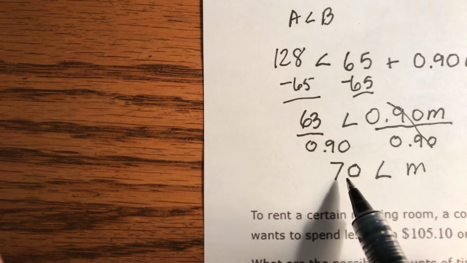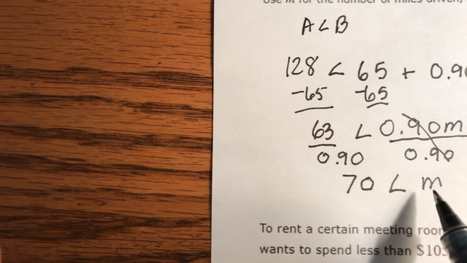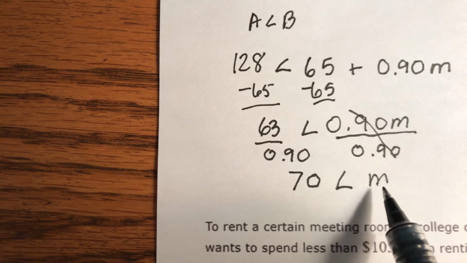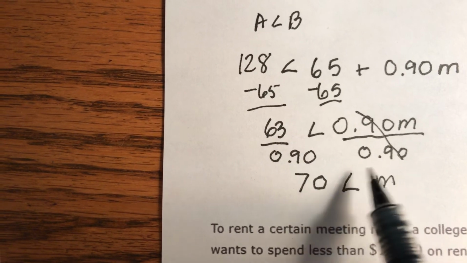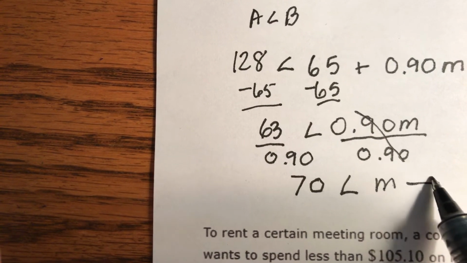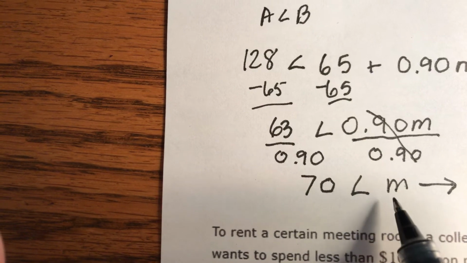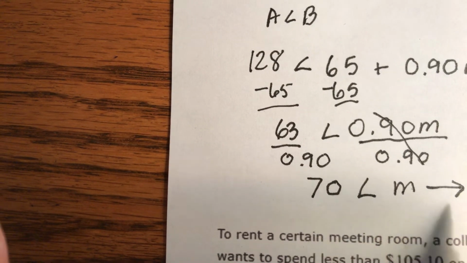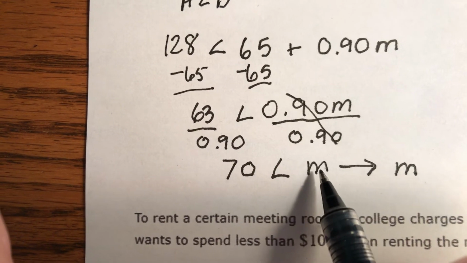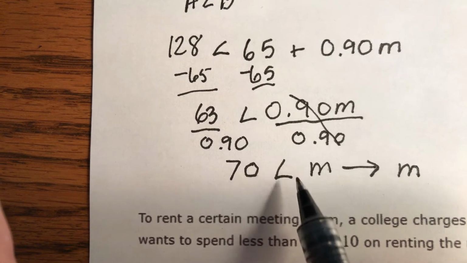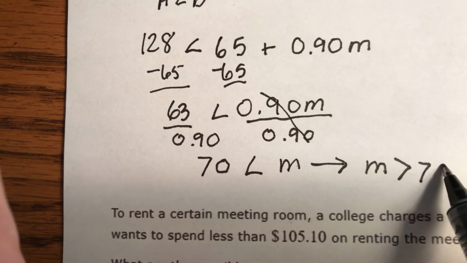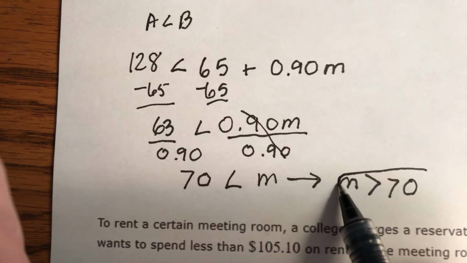Now, the way this is written, 70 less than M, is really bad form for an inequality. You always want to write the variable first. So what I'm going to do is take this and flip it over. I don't like inequalities ending with a variable on the right. They should be on the left. So I'm going to rewrite this. I'm not changing anything. I'm just rewriting it. So see if you read it backwards. The bigger part is by the M. So M is greater than 70. This answer makes more sense.